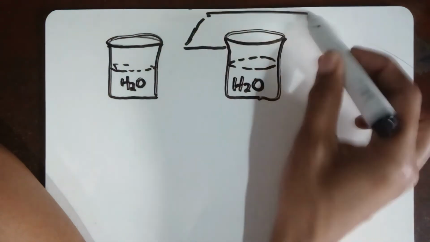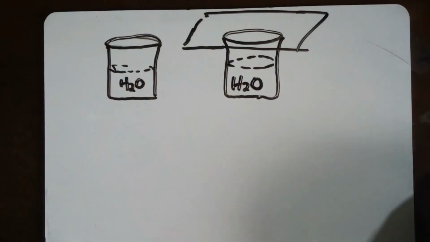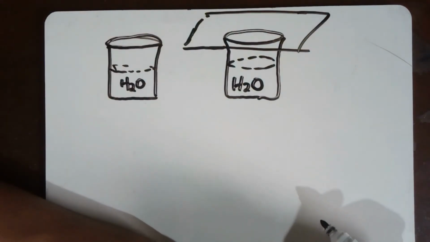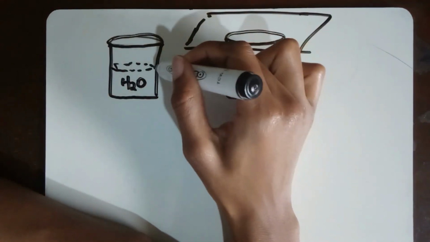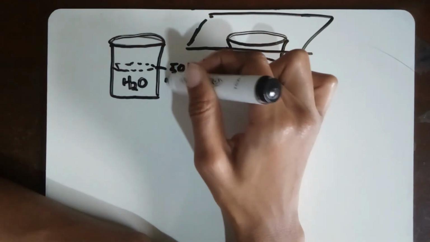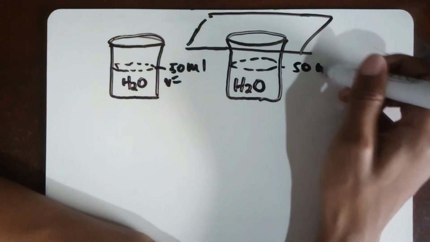to kind of seal your beaker. So your beaker is like closed, right? In this instant, it's not closed. And then you measured the water content. So maybe you found that this is 50 milliliters initially, the volume. Same here, initially it was 50 milliliters.